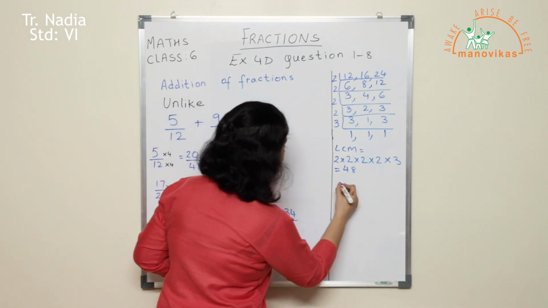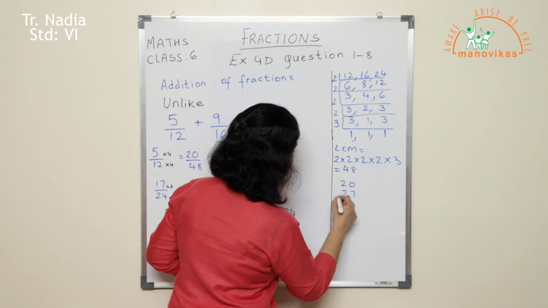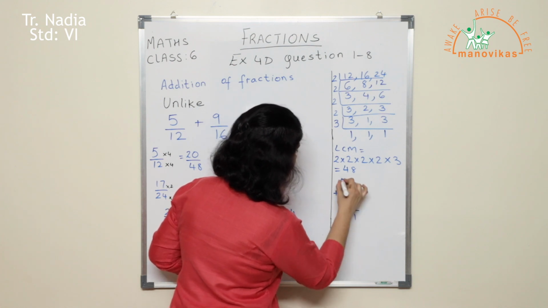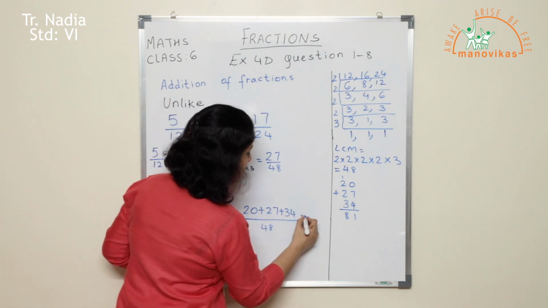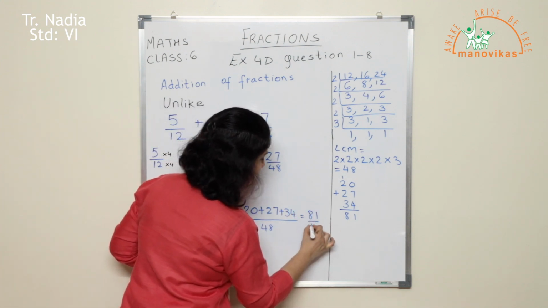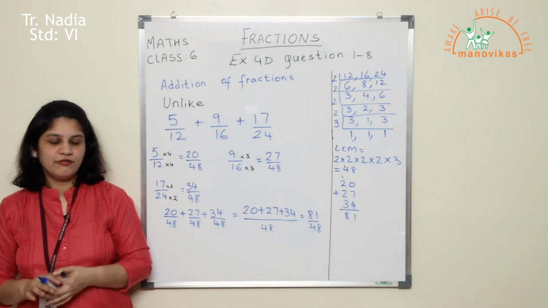So let's add 20, 27 and 34. I'll get a total of 81. So this becomes 81 upon 48. Now, you have got the answer 81 upon 48.